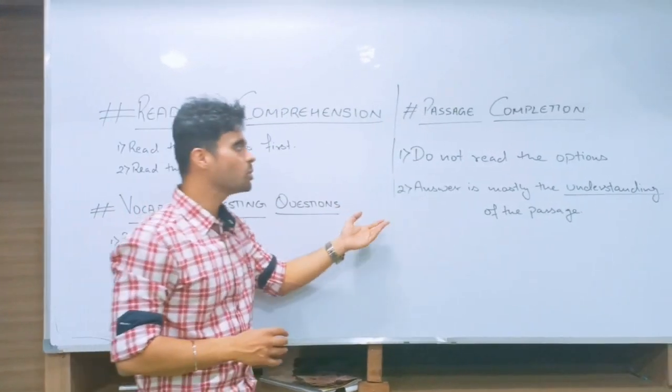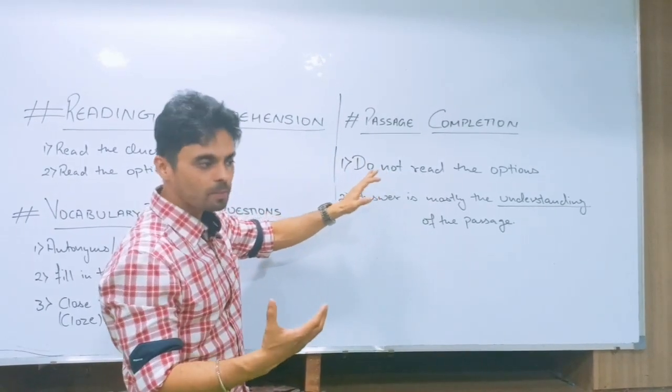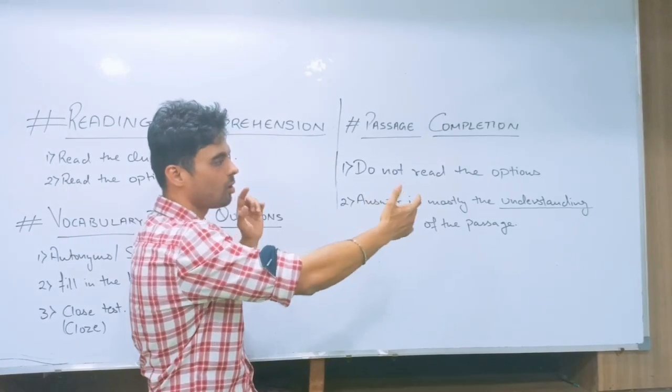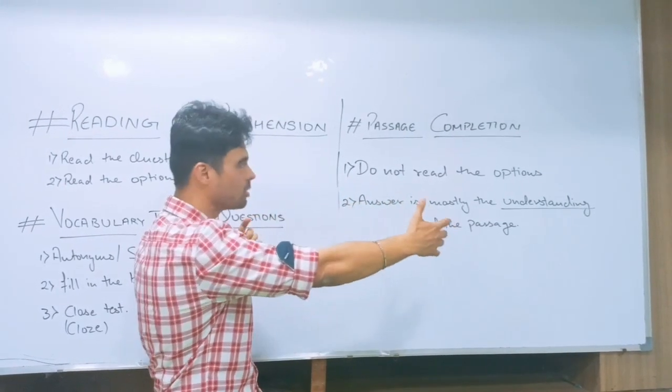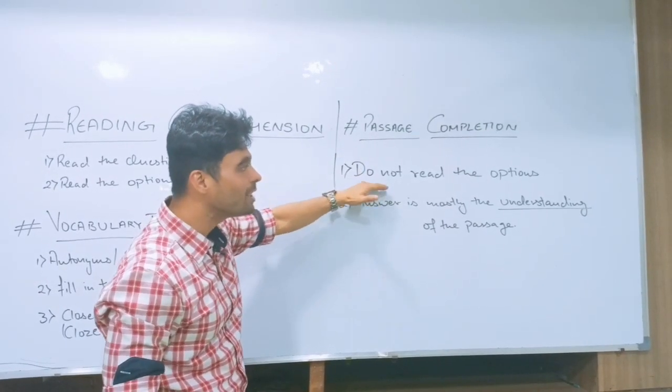The third thing which we spoke about is passage completion. Now we all know what a passage completion is. As soon as you read the paragraph, you get to know there is a blank space, a smaller blank or a longer blank, and of course there are options based on it. Do not read the options.